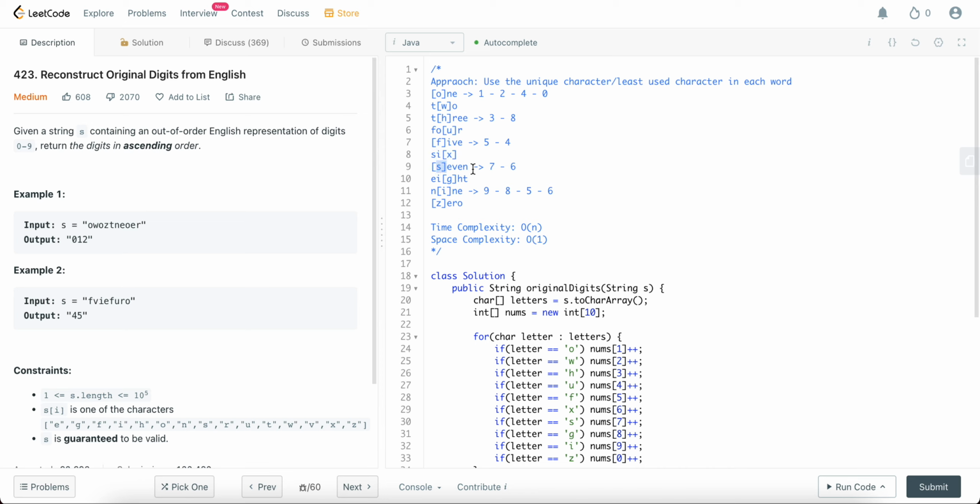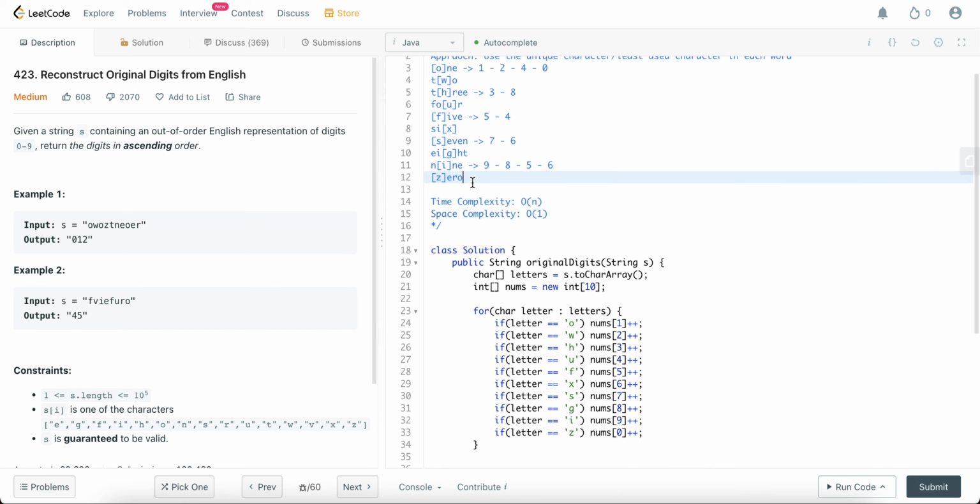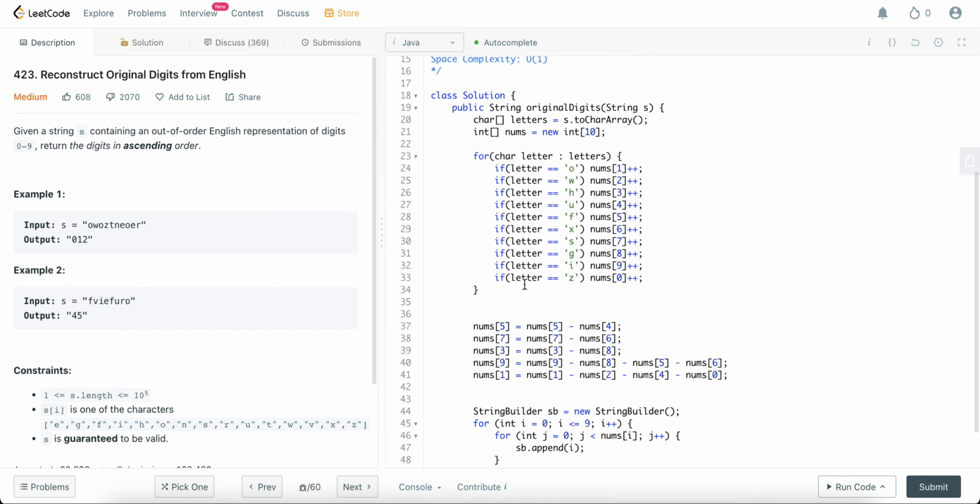For 7, none of the letters are unique, but S is the least used in all the words. So you use S as the special letter, and G is uniquely used in 8. Unfortunately for 9, you don't really have anything unique, but I is the one that appears least. So you just take I, and for 0, you just take Z because Z doesn't appear anywhere else, right?